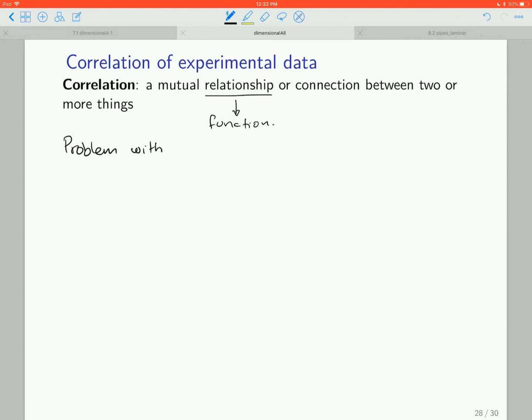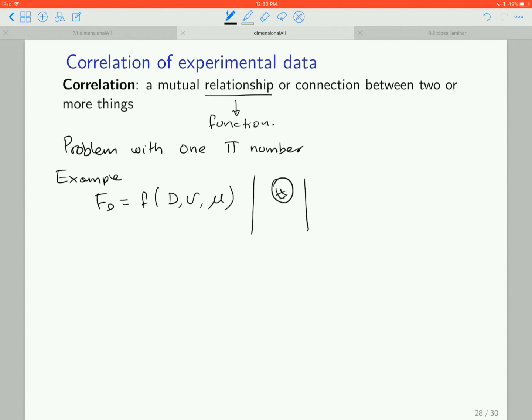Problem with one pi number. Okay, for example, we have that the drag force is a function of the diameter, the velocity, and the viscosity. So this situation is very high viscous flow, so the inertia is not going to be important.